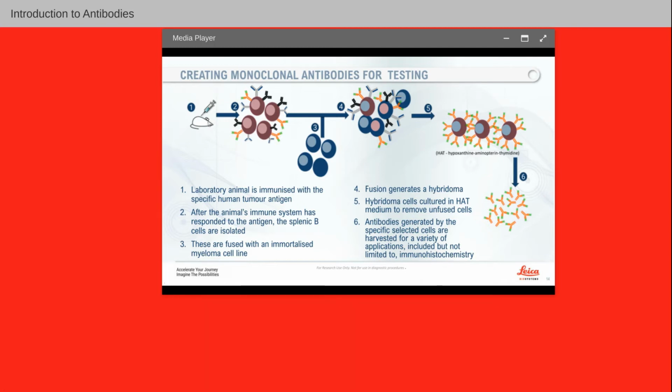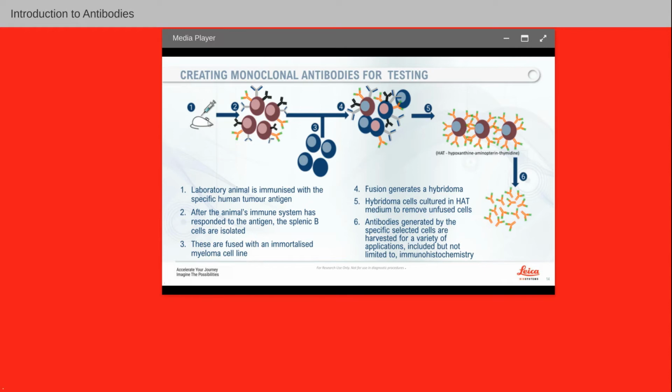These splenic cells are introduced to a specialized malignant HGPRT negative cell line. So I'm going to say this, and it's quite hard. Biology can be compared to learning a new language, so please bear with me. HGPRT stands for hypoxanthine guanine phosphoribosyl transferase, which is basically an enzyme that's found in the human body. And the cell line that we use is negative for it. So all of that just to be negative.